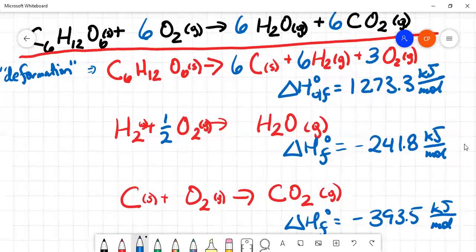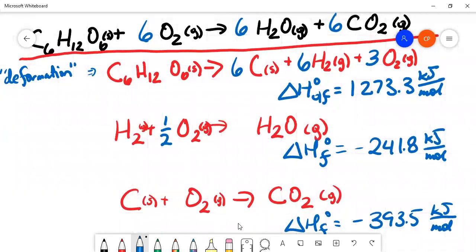Okay, look at one thing very closely though as we go through and do this. Let me make sure my arrows are lined up as closely as they can be. Don't clear canvas. How many moles of water and how many moles of carbon dioxide am I making here? 6 moles of each.